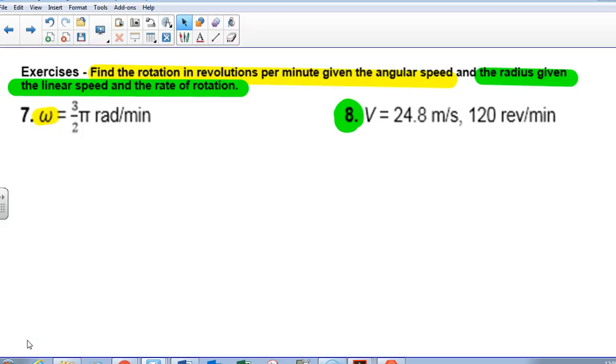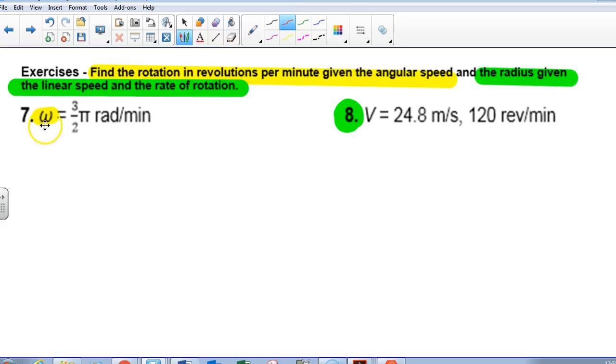We left off yesterday somewhere around here. Remember, the directions for these are really wonky because it says find the rotation in revolutions per minute if you're given the angular speed, and find the radius given the linear speed and the rate of rotation. So there's basically two totally different kinds of questions, and they put them in the same directions for some silly reason. I have no idea why. But they did it that way in the book, so I left it that way in the notes, so when you see it in the book, you weren't so confused.